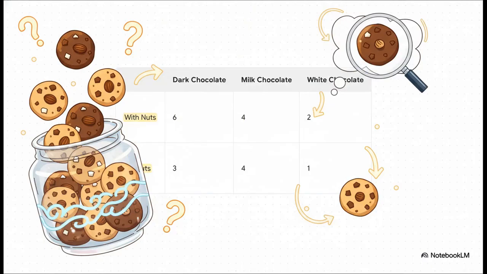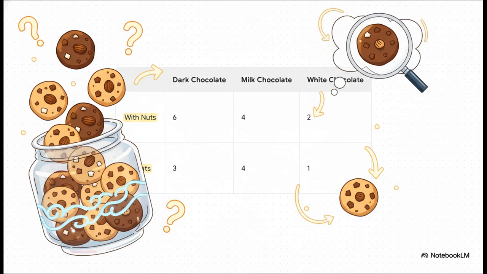All right, let's make this real. Forget stocks for a minute. Let's talk about something way more important. Cookies. Imagine we have a jar with 20 cookies, and this table shows the breakdown. If I just ask you, hey, what's the chance of picking a cookie with nuts? You'd look at the totals and say, well, there are 12 with nuts out of 20 total. Easy. But what if I give you a clue?